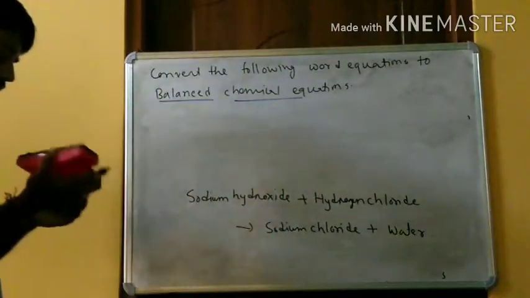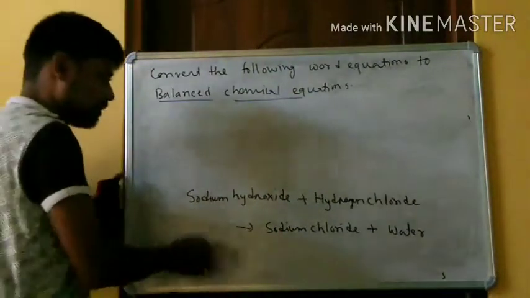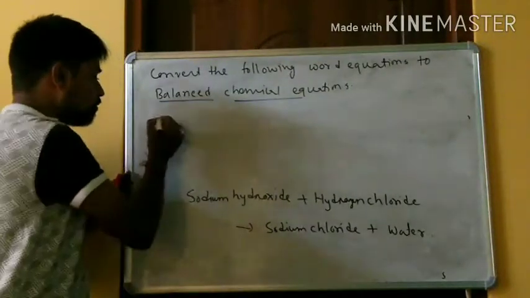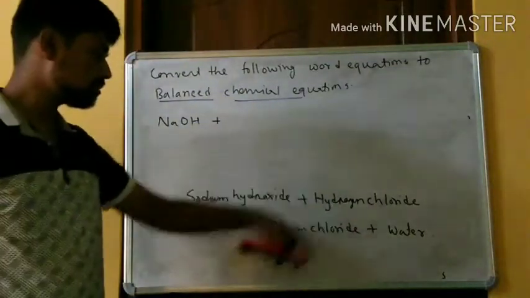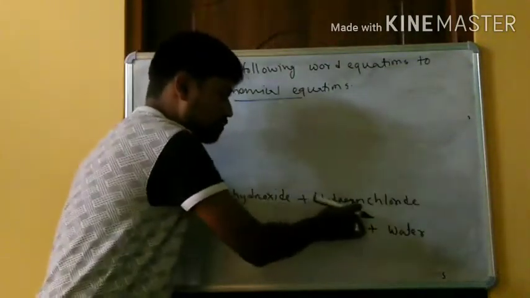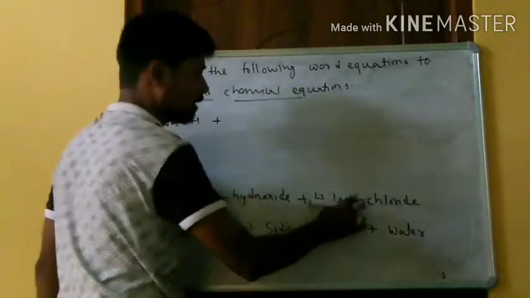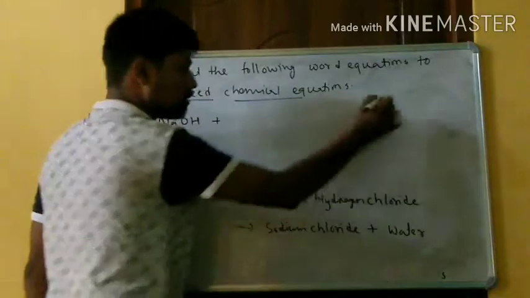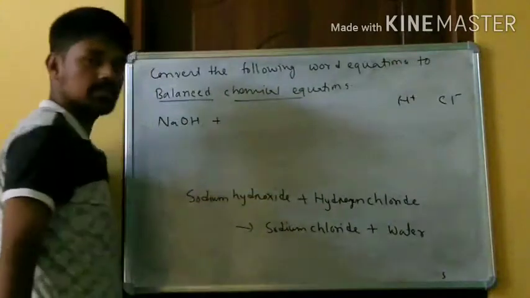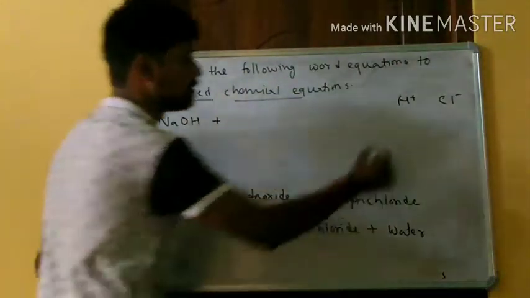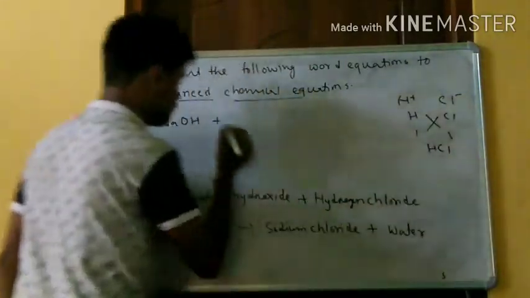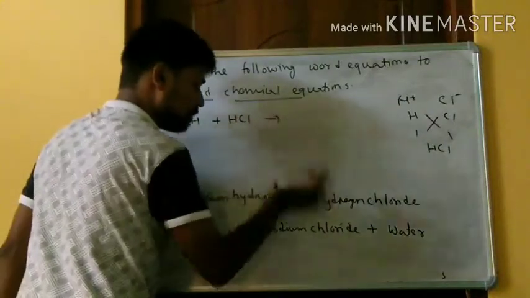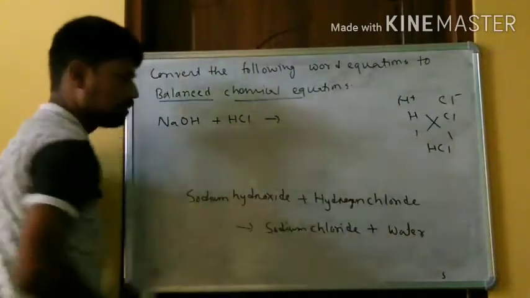What is the formula of sodium hydroxide? As we have already seen in the earlier example, the formula of sodium hydroxide is NaOH. Let us try to identify the formula of hydrogen chloride. Hydrogen is in combined form, so H plus. The formula of chloride, see in the ionic table, is Cl minus. H, Cl, 1 multiply them, HCl. NaOH plus HCl becomes sodium chloride and water.